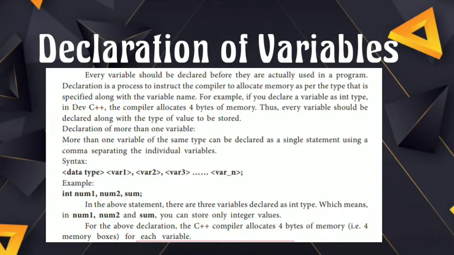Okay, declaring more than one variable. For an example, int num1. Syntax first: data type, variable 1, variable 2, variable 3, and so on, then a semicolon. Example: int num1, num2, sum; semicolon. num1, num2 and sum are the integer values, not a data type. These are the integer values. Okay, one example is enough for this.